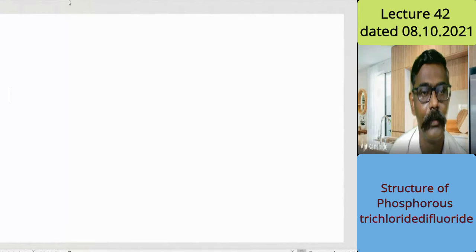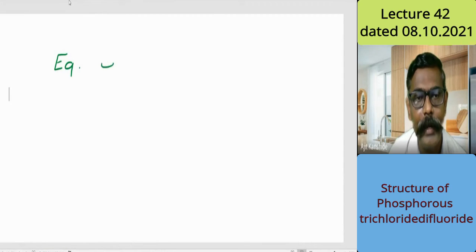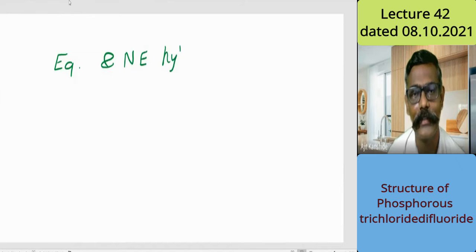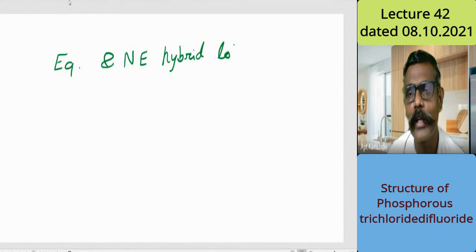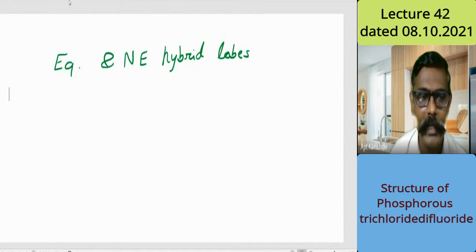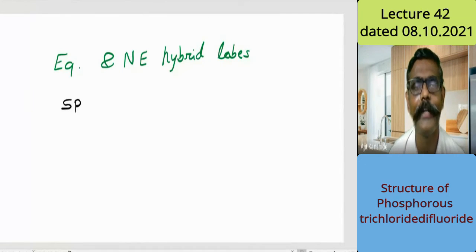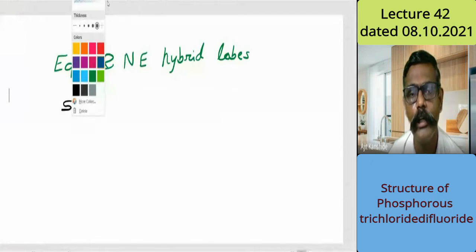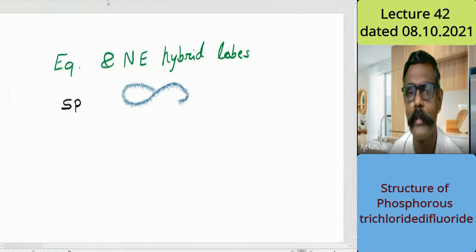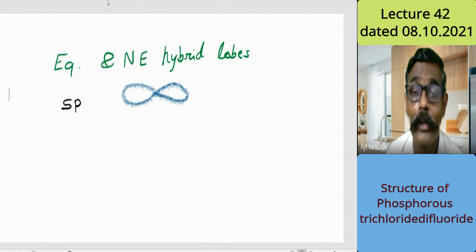Yes. Good. Students, we have discussed equivalent and non-equivalent hybrid orbitals. Actually, orbitals you can consider as lobes. Let me know the answer from you. If I consider sp hybridization, then the arrangement is how? Linear. Here is one lobe, here is a second lobe. Are these orbitals equivalent or non-equivalent?